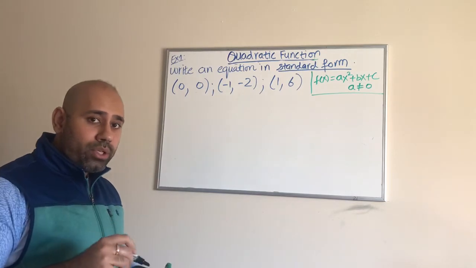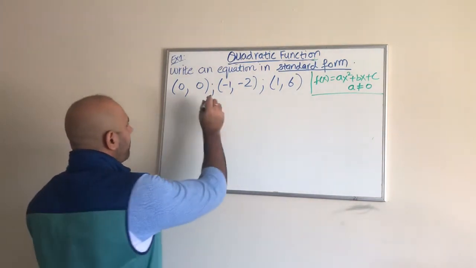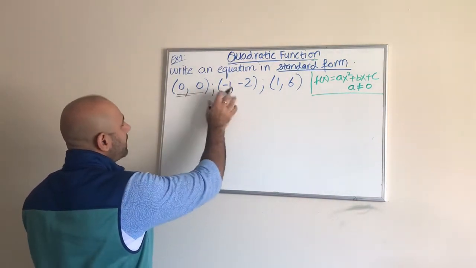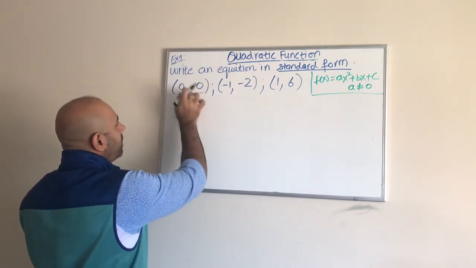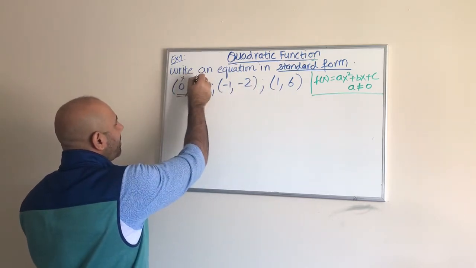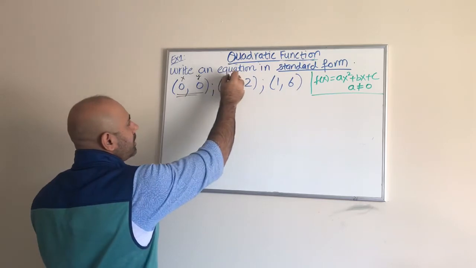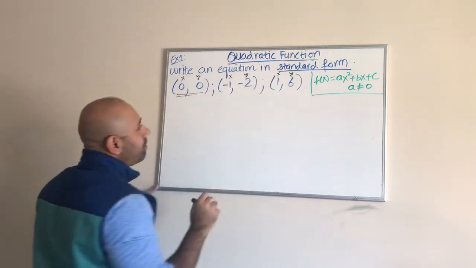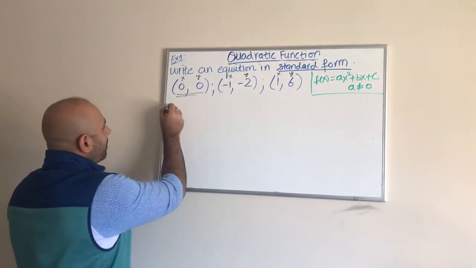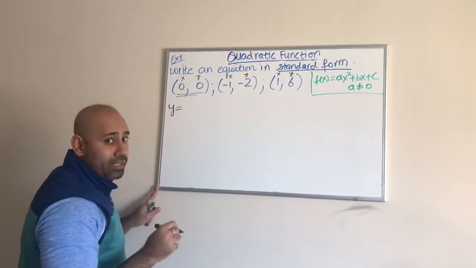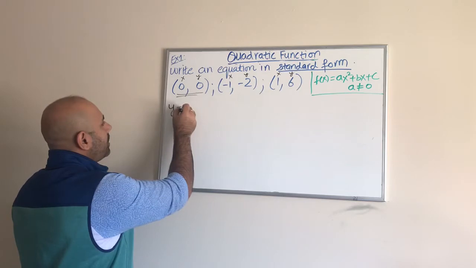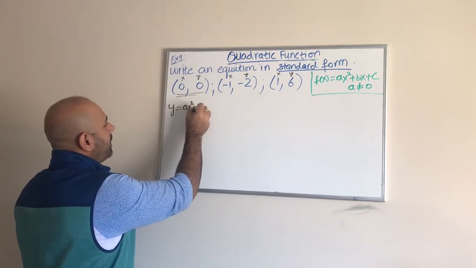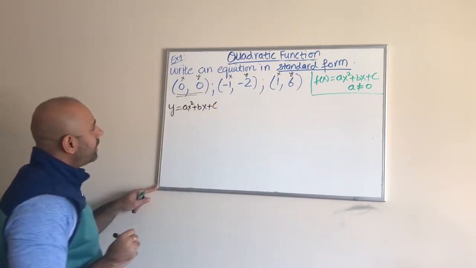So the first thing we're going to do is start using the first point, then the second, and then the third. We obviously know that when x is 0, the corresponding y is 0, and when x is -1, the corresponding y is -2, and when x is 1, the corresponding y is +6. So I'm going to write this quadratic standard form: y equals ax squared plus bx plus c, right?